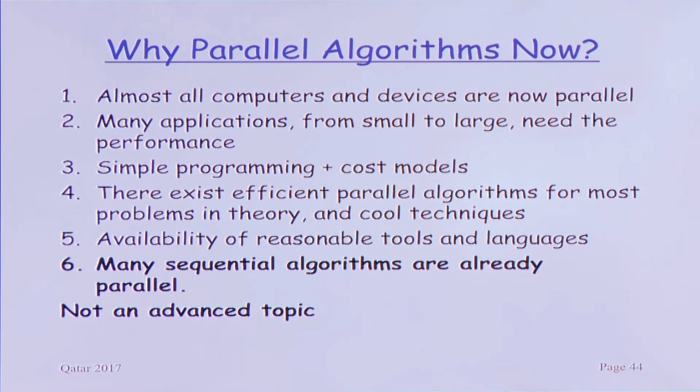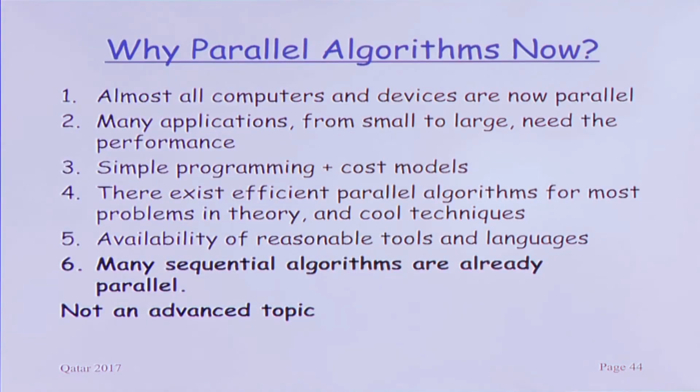I've also shown you a list of applications, and you'll have to believe me that they can be written in parallel. Small examples were things like encrypting on an iPhone. A large example was weather forecasting. Then simple programs and cost models: I gave you some examples which I think were simple. The summation was 2 lines of code. Quicksort was 6 or 7 lines of code. They're not that complicated.